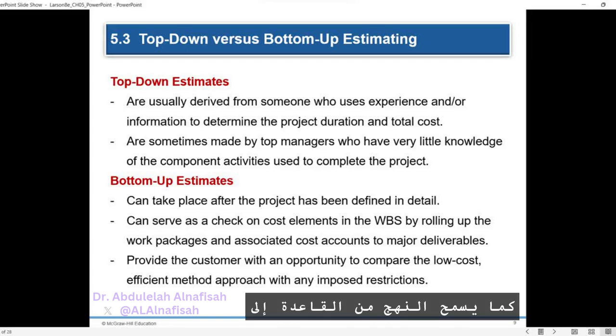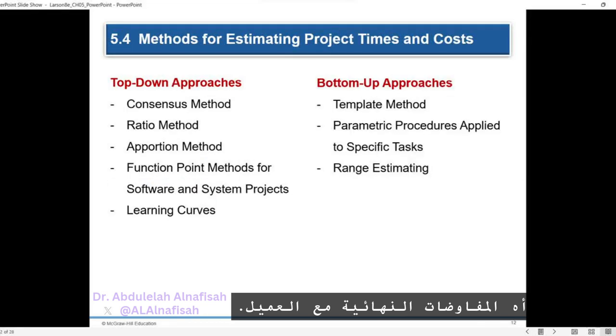The bottom-up approach also allows the customer to compare the low-cost, efficient method approach with any imposed restrictions, such as project completion duration. This comparison helps in making trade-offs between cost, time, and resources. Also, we emphasize the importance of reconciling differences between top-down and bottom-up estimates before final negotiations with the customer.